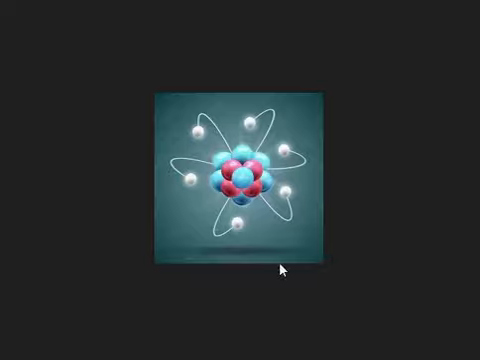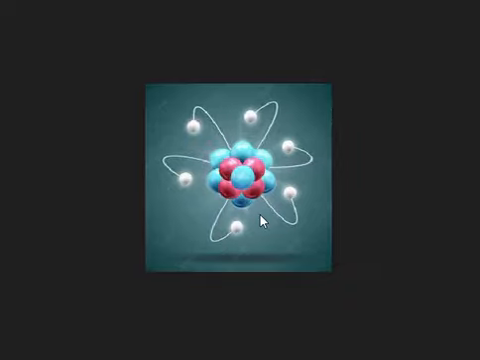The atom looks like this. It is basically a formation of electrons, protons and neutrons. Here the red ones which you are able to see are protons, the blue ones are neutrons, and the outer spheres are the electrons. The protons are positively charged, neutrons are neutral, they don't possess any charge, and the electrons are negatively charged.